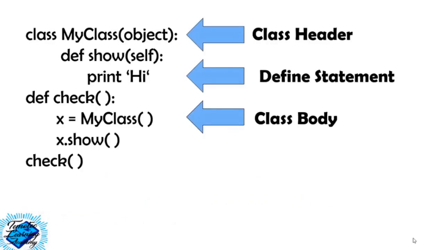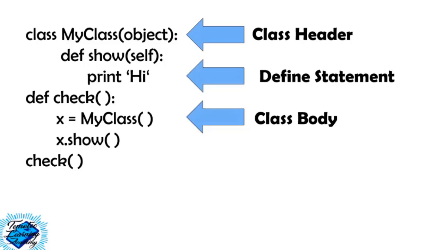Class header, which is the first line: class MyClass(object). We should name a class in camel case, which means every word of the class name has its first letter in uppercase. def show(self): this is the define statement, or def, which contains the instance of the class.